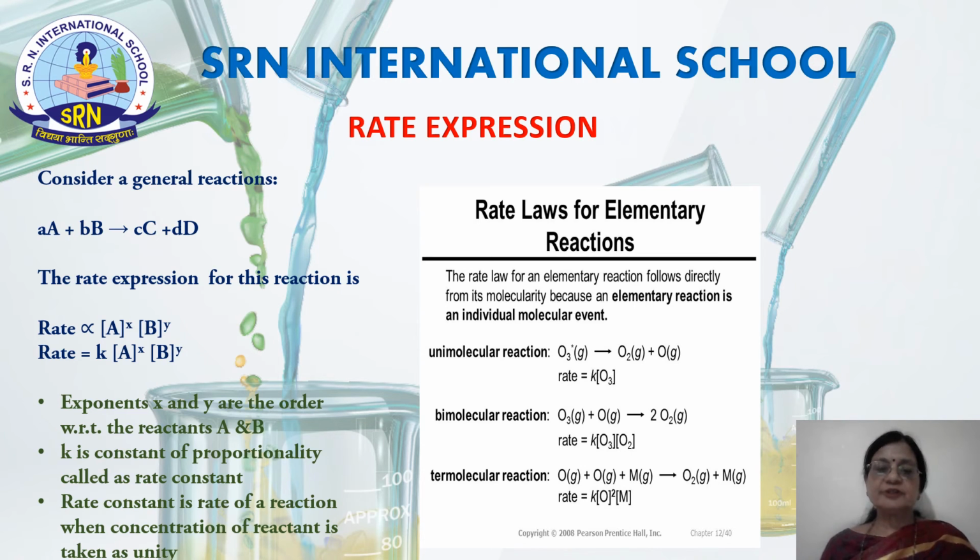Like for a unimolecular reaction, rate will be equal to k, concentration of the ozone O3. For a bimolecular reaction, rate will be equal to k, concentration of O3 into concentration of O. And for a termolecular reaction, rate will be equal to k, concentration of O to the power 2 because there are 2 O, into concentration of M. So therefore the rate law expressions for these elementary reactions can be obtained directly from their molecularity.